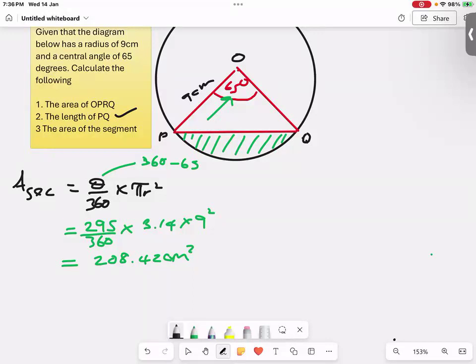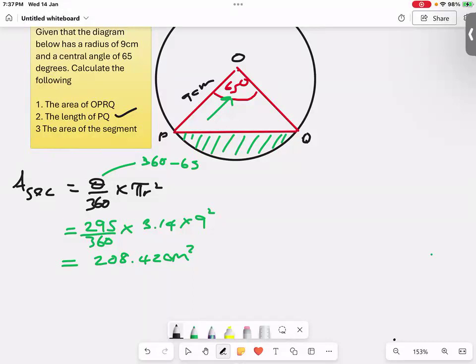I get 205.69. Well, maybe I'll just check it, because some get 205, some get 208. That can't be right, so maybe I'll just check it for myself. I'm typing on my calculator: 295 divided by 360 multiplied by 3.14 times 9 times 9. I'm getting 208.41, which basically rounds off to 208.42.